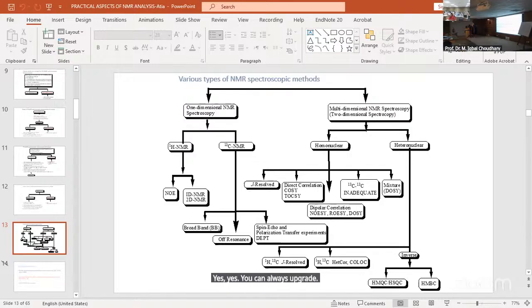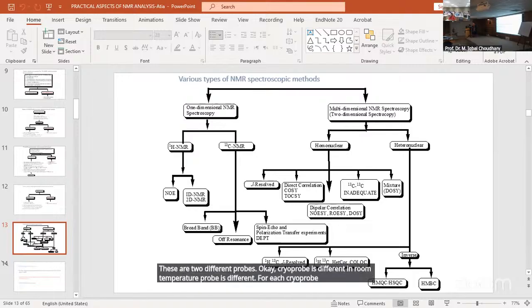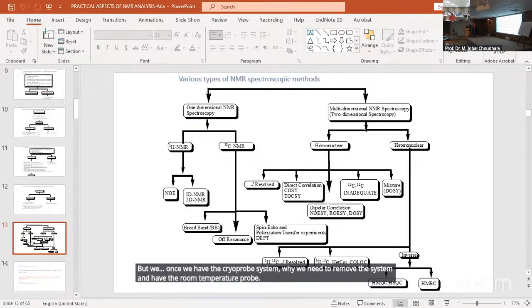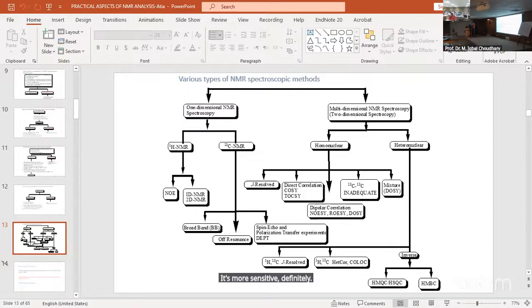These are 2 different probes. Cryoprobe is different and room temperature probe is different. For each cryoprobe system, there is a room temperature probe available as well. But once we have the cryoprobe system, why would we remove it and use the room temperature probe? The cryoprobe is more sensitive, definitely.